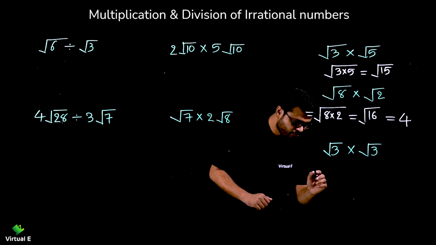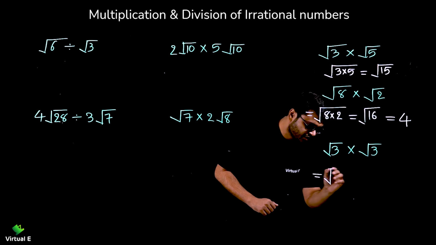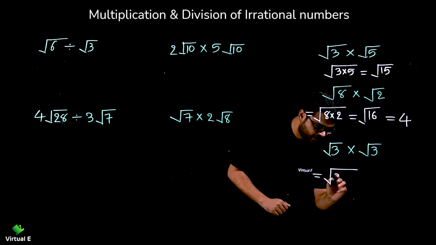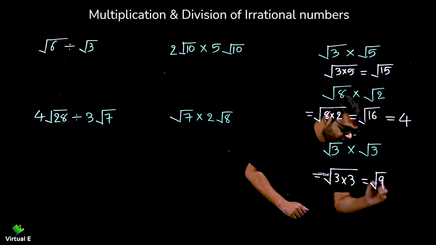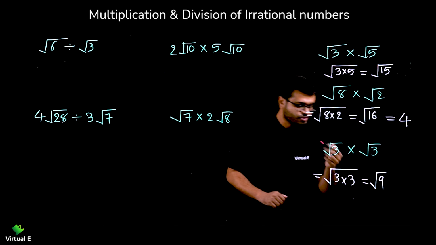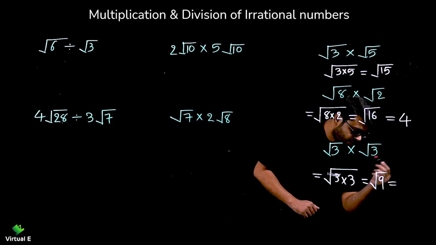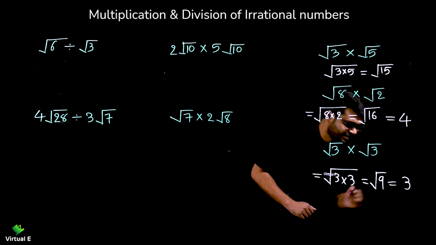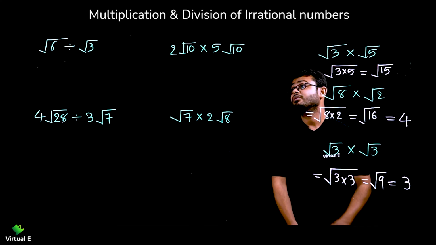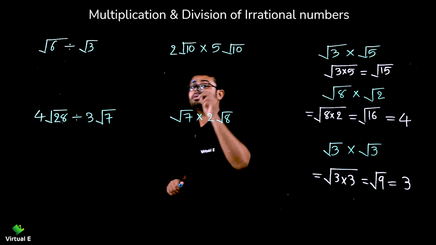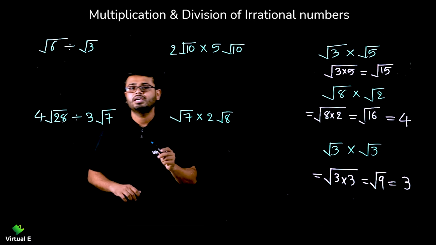Now let's discuss one more. Here square root of 3 into square root of 3. So 3 into 3, that is what? Square root of 9. Now again this is a perfect square, so we need to solve it, that is 3 in this case. Very simple, right?